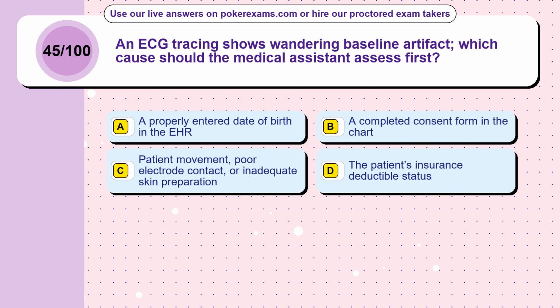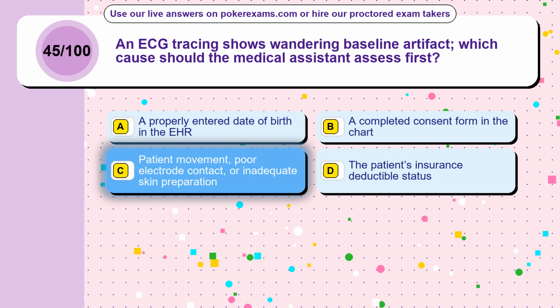Question 45. An ECG tracing shows wandering baseline artifact. Which cause should the medical assistant assess first? Option A. A properly entered date of birth in the chart. Option B. A completed consent form in the chart. Option C. Patient movement, poor electrode contact, or inadequate skin preparation. Option D. The patient's insurance deductible status.